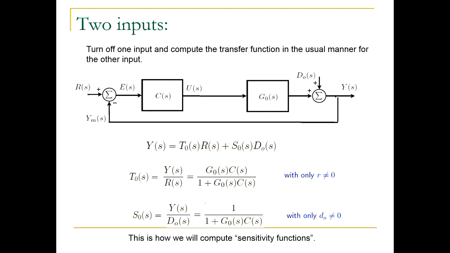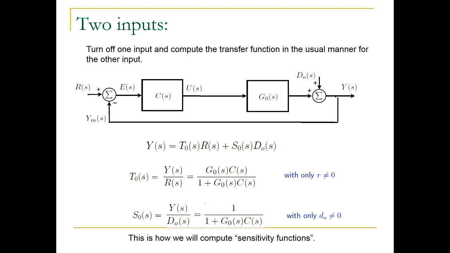We have 2 inputs. Now, where you have 2 inputs, you have to do things slightly differently, right? So how do we find transfer functions in this case? Well, actually, in this case, you do not talk about a single transfer function. You talk about multiple transfer functions. One transfer function relates this input R to the output Y, and another transfer function links DO to Y, right?